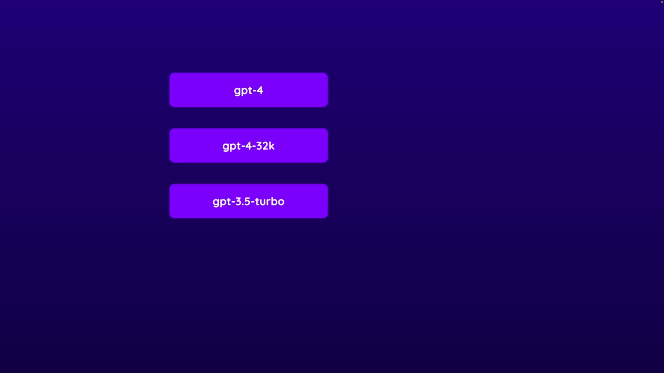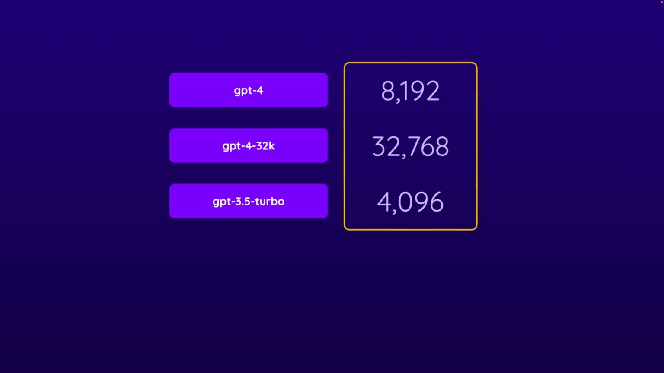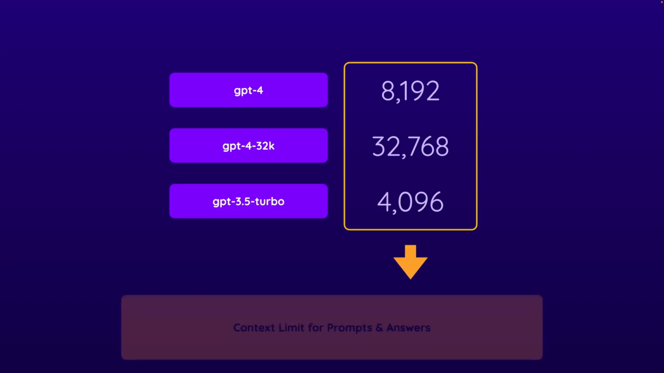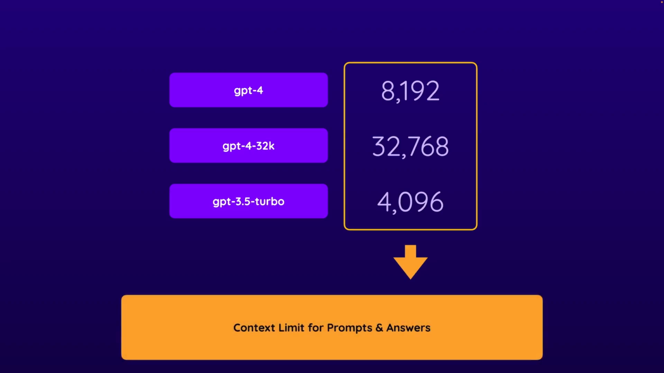Now, if we look at the models that we selected as the most useful ones when getting started with the API, we see different amounts of tokens these models can process, so to say. We have around about 8,000 for GPT-4, around about 32,000 for GPT-4 32K, and we have around about 4,000 for the 3.5 Turbo API model. Now, these tokens are not something like a limit for messages or output or anything like that. These token limits simply define the context limit for prompts and answers.